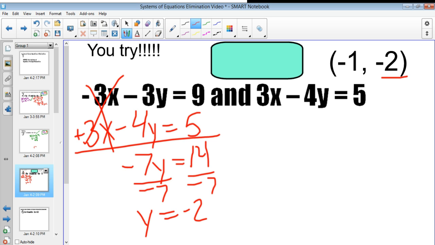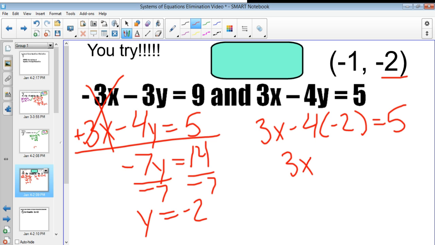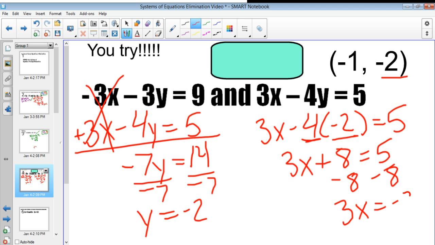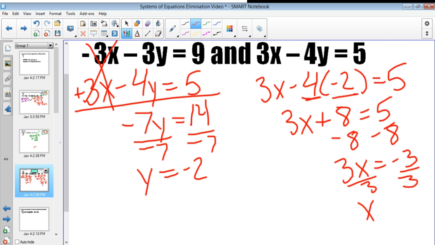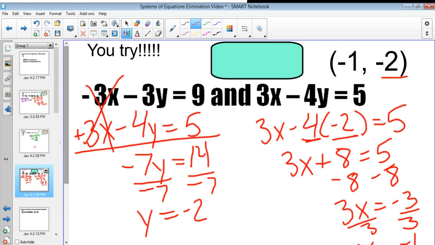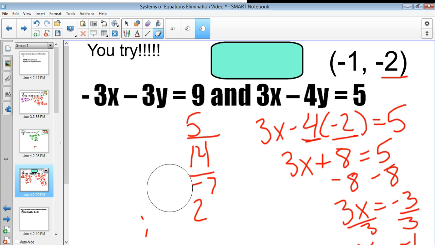Now let's say we plug that into this equation on the left here and say 3x minus 4 times negative 2 equals 5. That means I'm going to have 3x plus 8, because the negative 4 times the negative 2 gives me a positive 8. And then I subtract 8 on each side, and 3x equals negative 3. Therefore, x has to equal negative 1. So that's our point. But, of course, we always want to check to make sure that works.